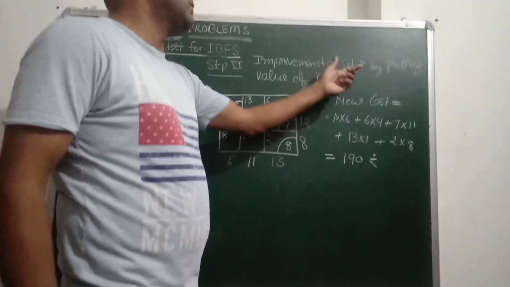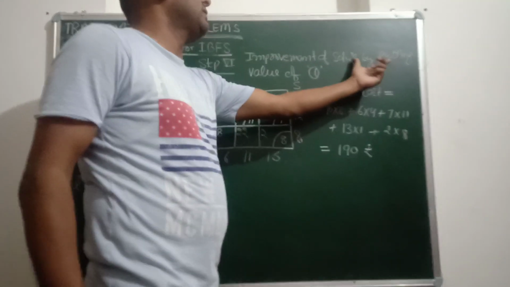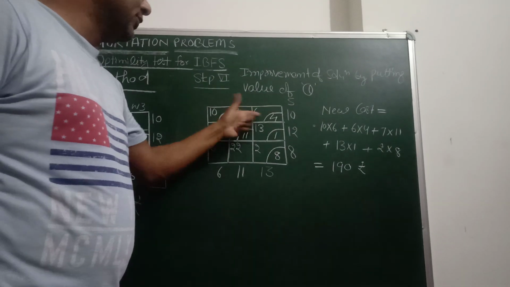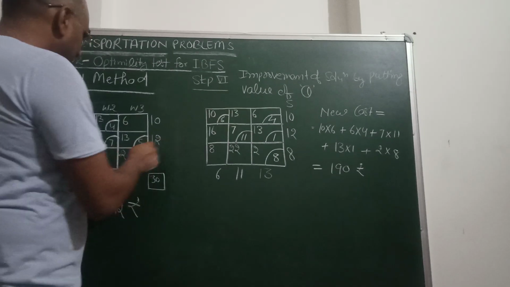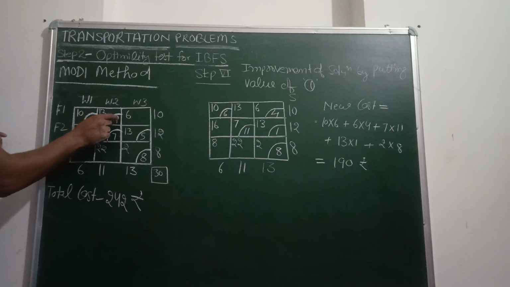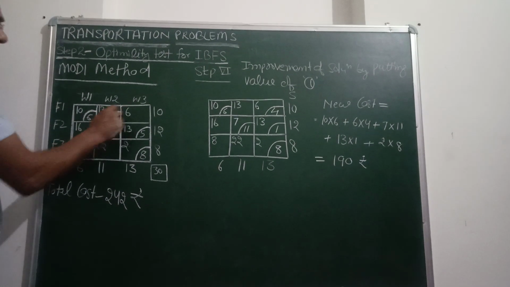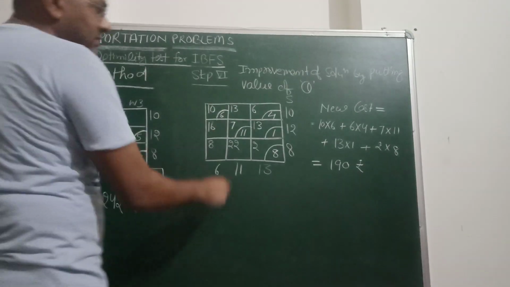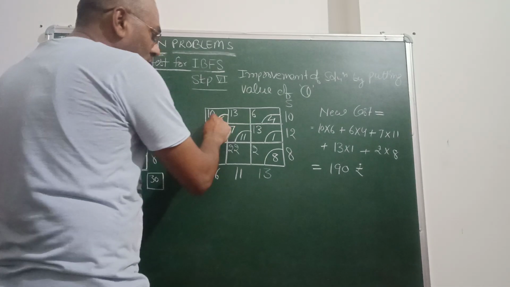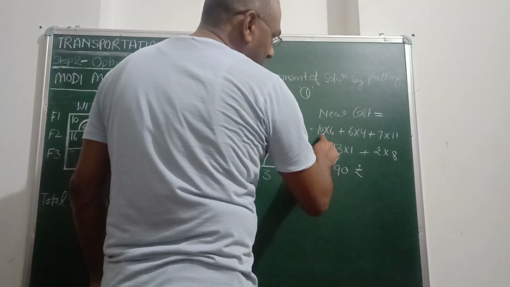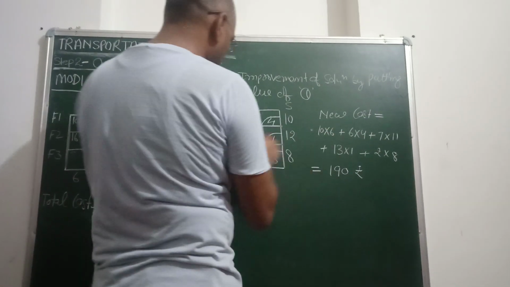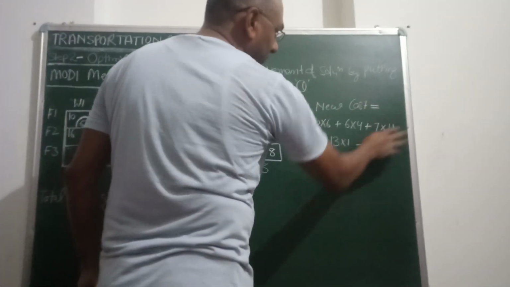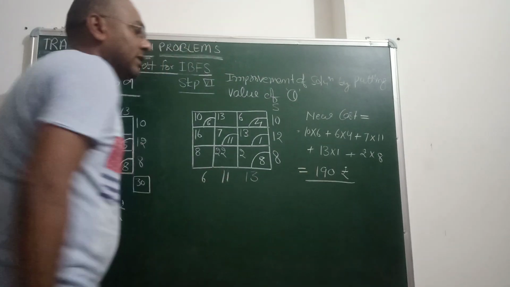After improvement of the solution, by using the value of theta, this is the new matrix with new allocation. You will see that in the previous video the allocation was made here, but after using theta the allocation has been shifted here. So this is the new allocation matrix. If you find the new cost, it comes out to be 10 into 6, 6 into 4, 7 into 11, 15 into 1, and 2 into 18. If you find the total, the new cost will be 190 rupees.